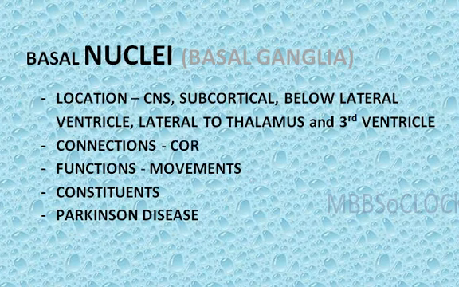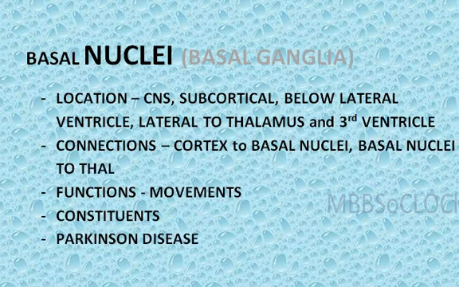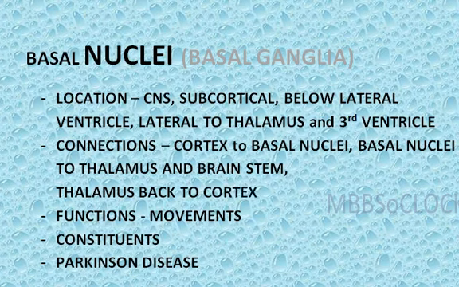The connections are cortex to basal nuclei. So you have the basal nuclei talking to thalamus and brain stem. Correct? And thalamus sends information back to cortex. These are the connections. Now let us look at the functions.